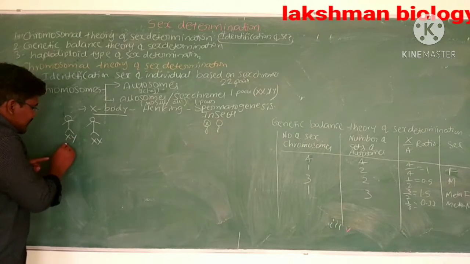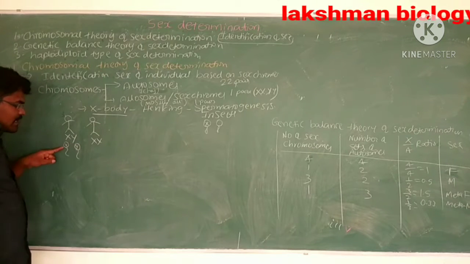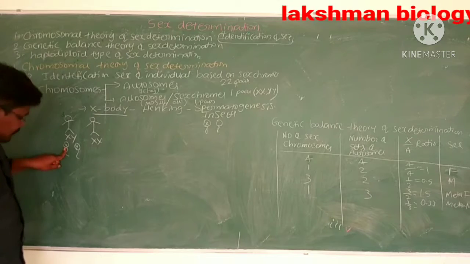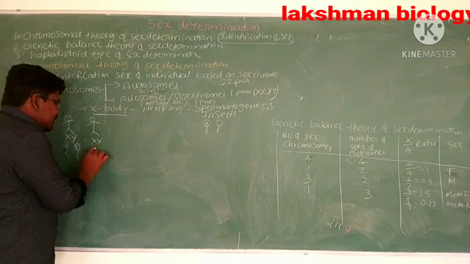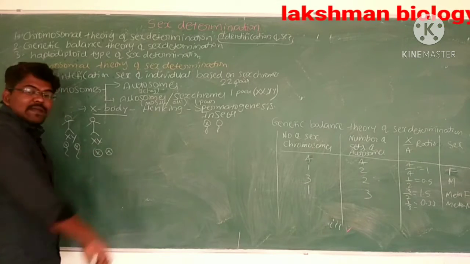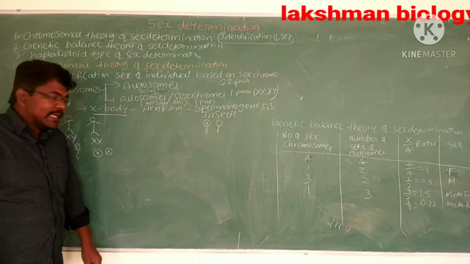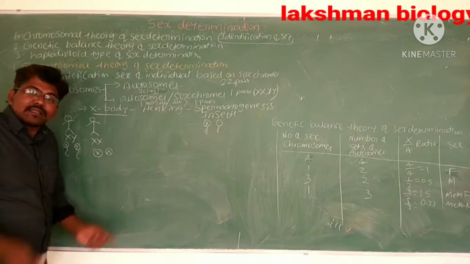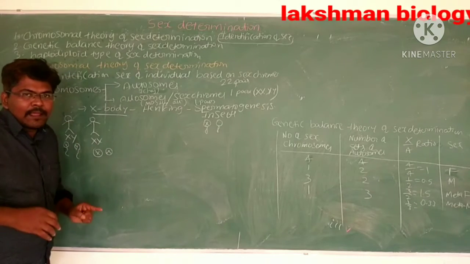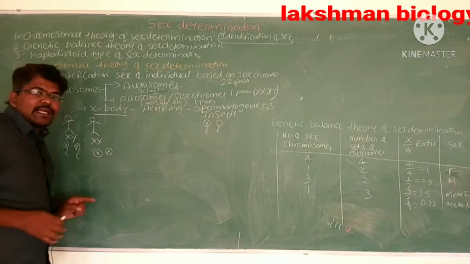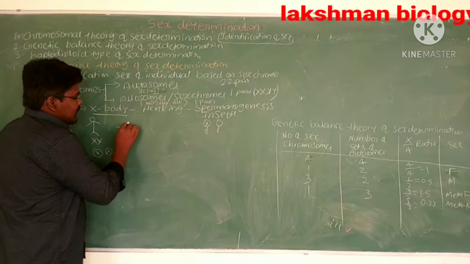Males produce two types of gametes, or two types of sperms. 50% of sperms carry the X chromosome, and the other 50% carry the Y chromosome. Females produce a single type of gamete: all ova contain the X chromosome only. The organism which produces different gametes, like the human male, is called a heterogamatic organism.